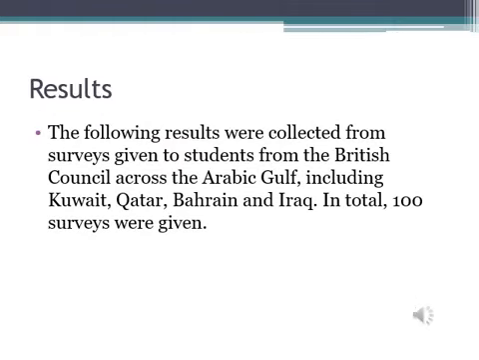So, the following results were collected from surveys given to students from the British Council across the Arabian Gulf, including Kuwait, Qatar, Bahrain, and Iraq. In total, 100 surveys were given.